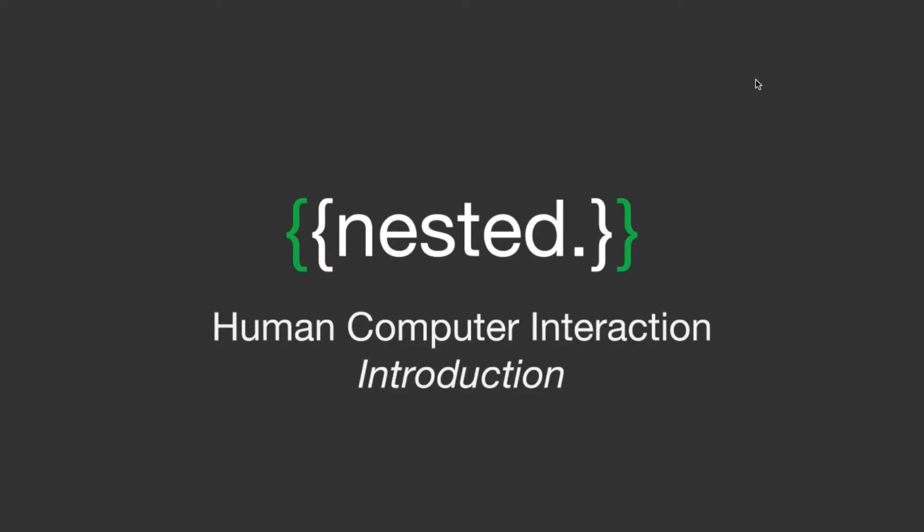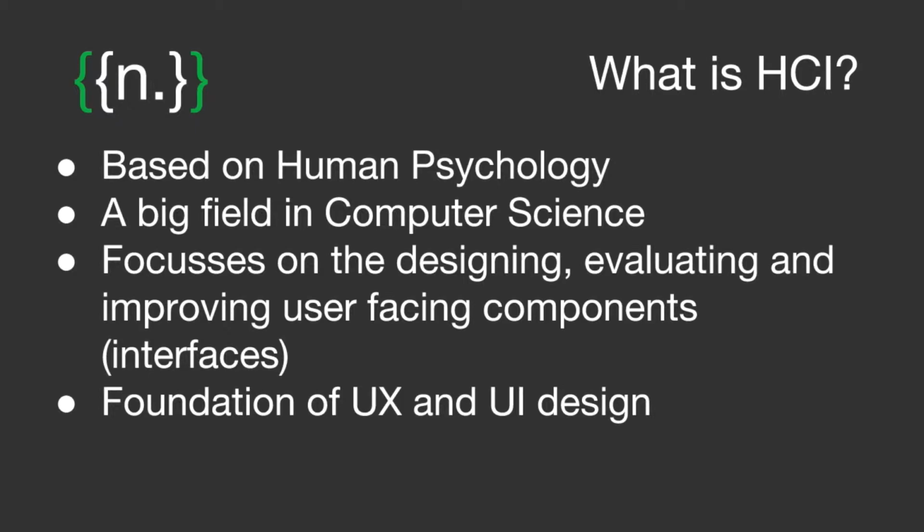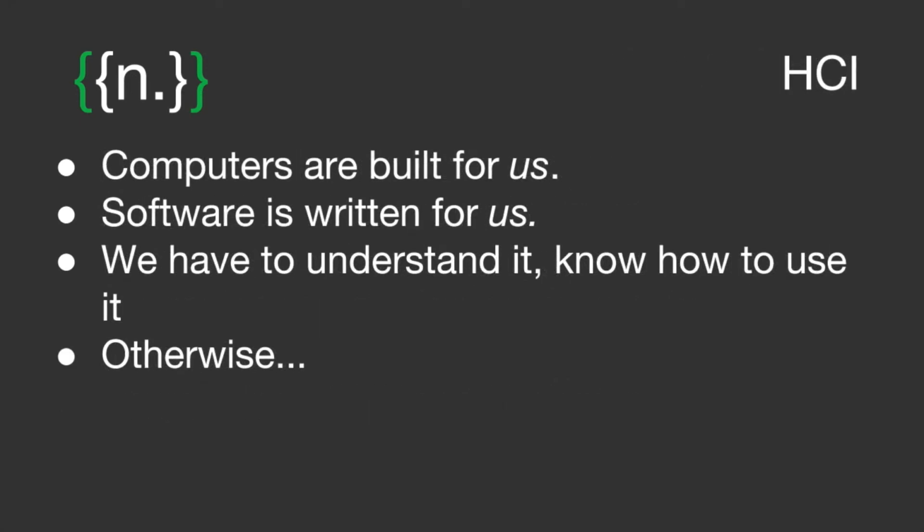Today, we're talking about human-computer interaction, or HCI for short. So, what is HCI? HCI is a large field in computer science that focuses on designing, evaluating, and improving user interfaces. It's based on human psychology and gives the foundation for modern disciplines such as user experience and user interface design.